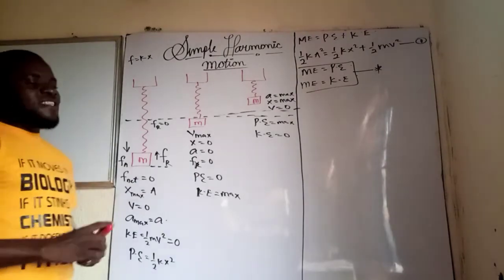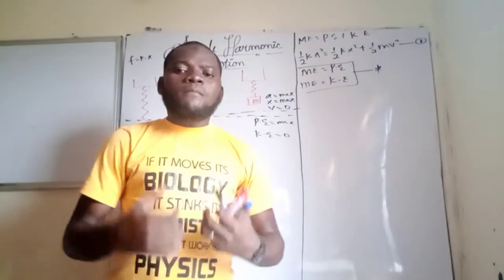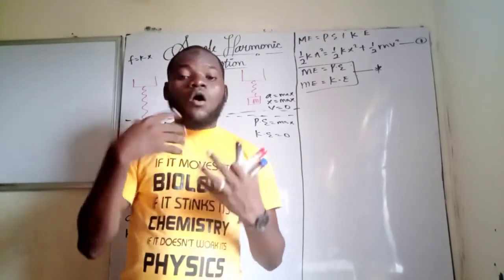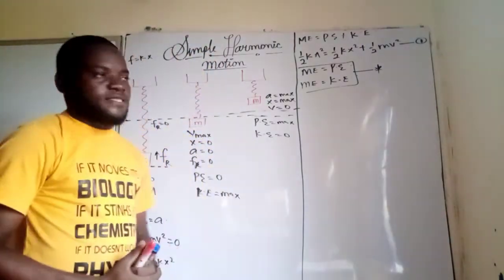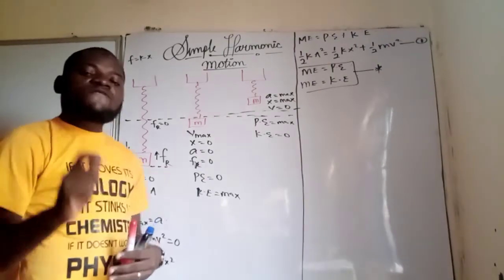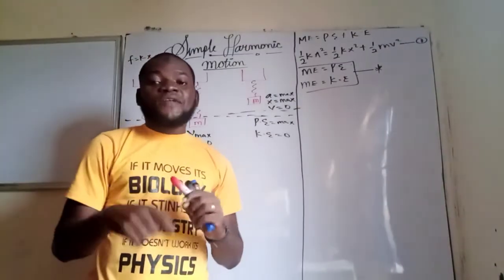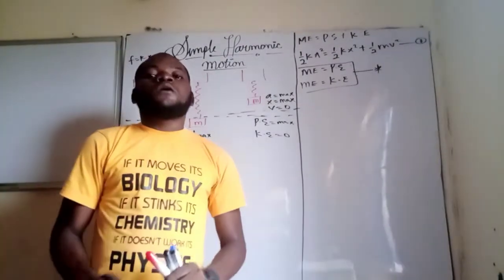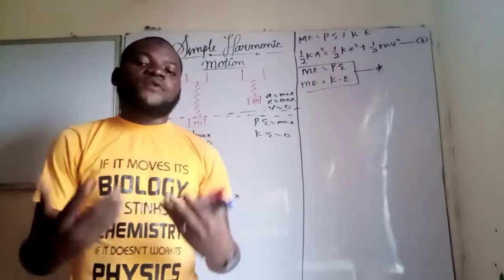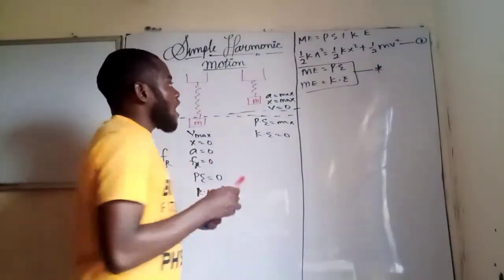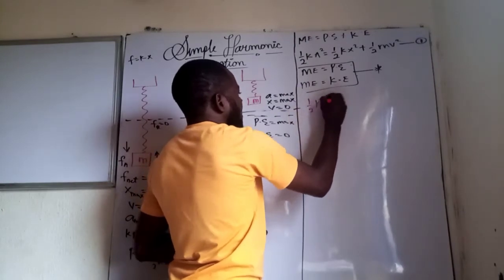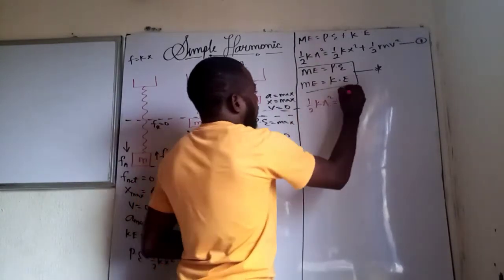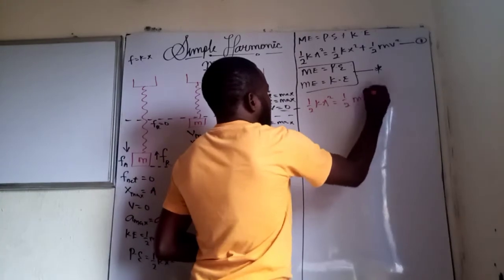Now, you might be interested to know the maximum velocity of this particular system. How can we get the maximum velocity? Remember, when the velocity is maximum, the displacement is equal to 0, which means the body is at equilibrium position. Hence, I'm going to have 1 over 2 Ka squared equal to 1 over 2 mv squared.